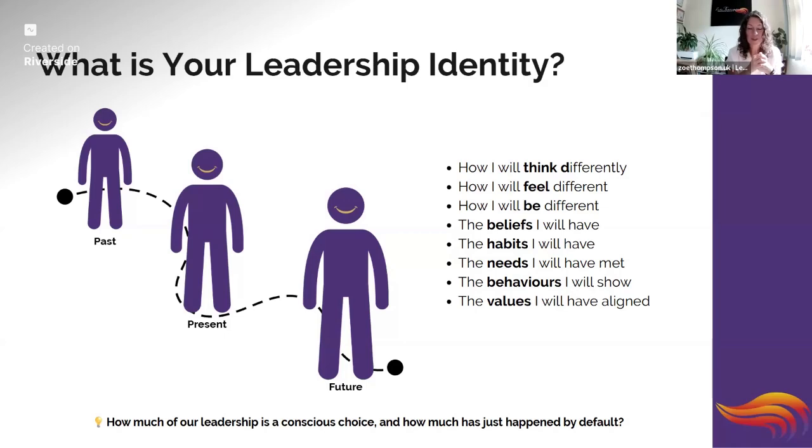What do you need to believe is true for all of that to happen? What do you want to believe is true in 12 months' time? What habits will you have? And what behaviors will you show? What do you want to be more consistent with? And what values and needs will you align and meet?